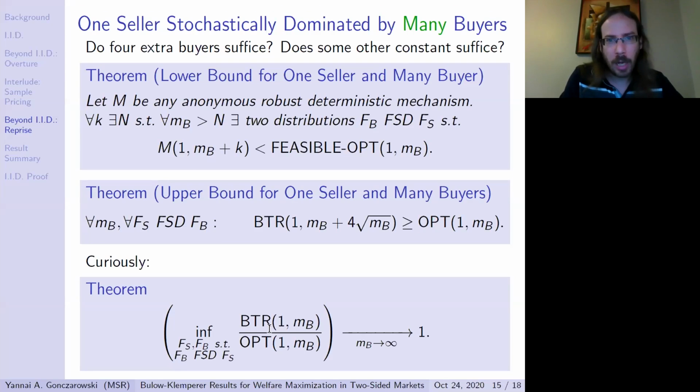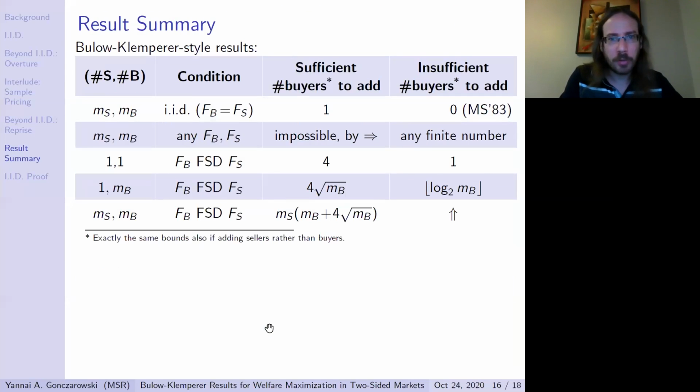Okay, so let's sum up the results before we move on to the proof. One seller, one buyer: adding 0 is insufficient. That's by Myerson and Satterthwaite. Their impossibility result shows us that no simple mechanism with desired properties can get us opt. But as we show, adding 1 suffices. That's the first result I showed you for I.D. We're going to see the proof in a moment.